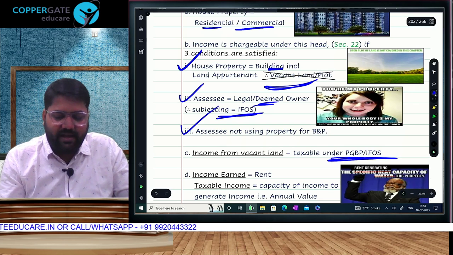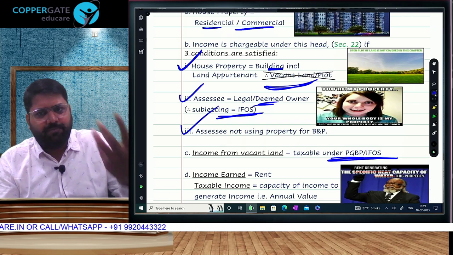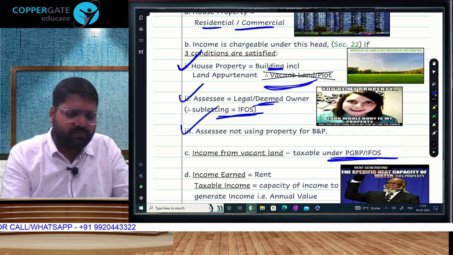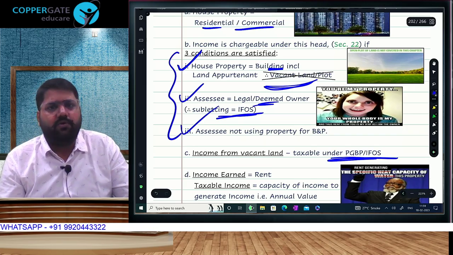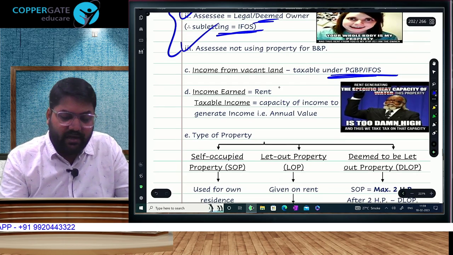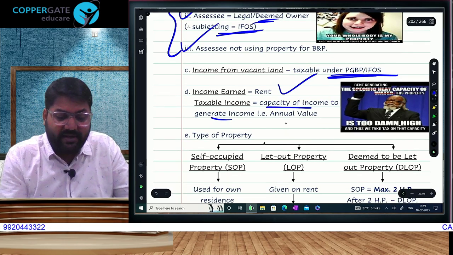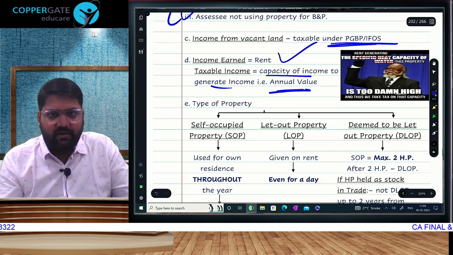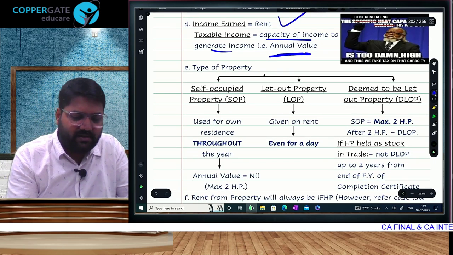Income from vacant land, if it comes, will be taxable regularly, under PGBP, otherwise IFOS, but definitely not house property. There has to be a building, you have to be the owner, and it is not used for business. The income that you earn is rent, but you pay tax on the capacity, and the capacity is called annual value, which is why we divide properties into three types.